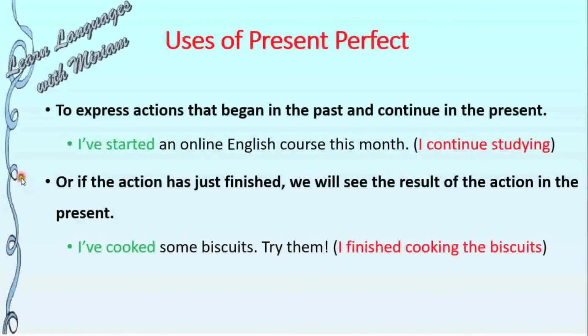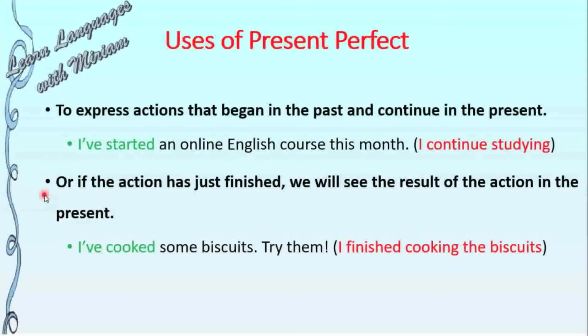We use the present perfect to express actions that began in the past and continue in the present. For example, I've started an online English course this month and I continue studying the course. The action began in the past and continues in the present. I continue studying the English course.